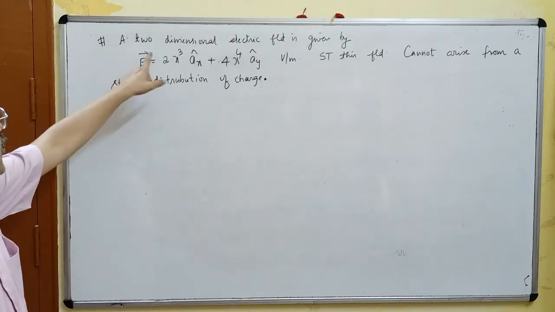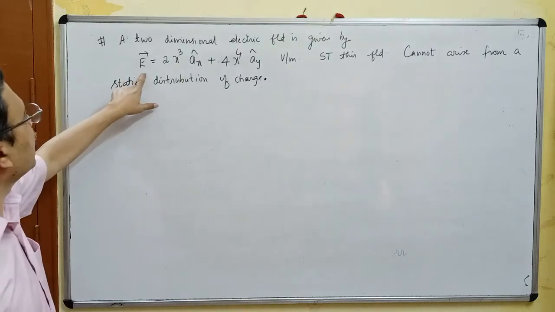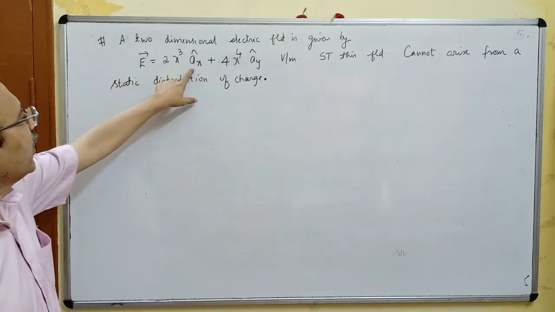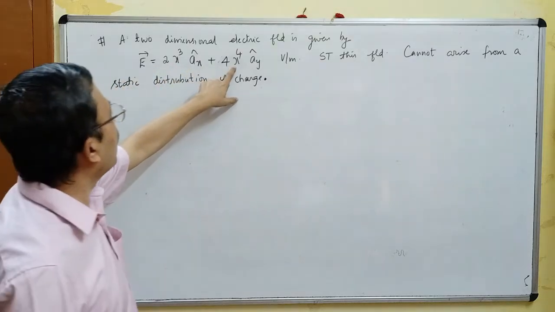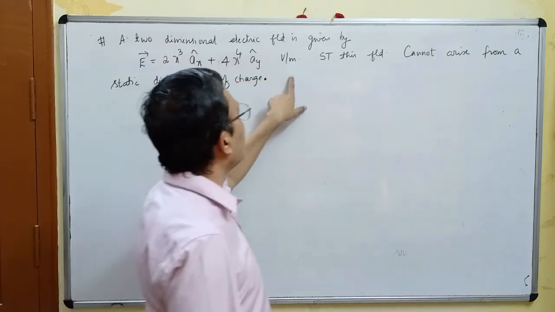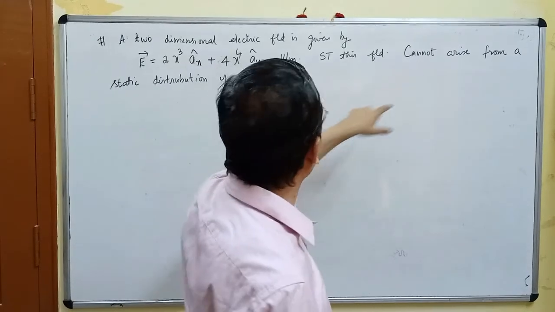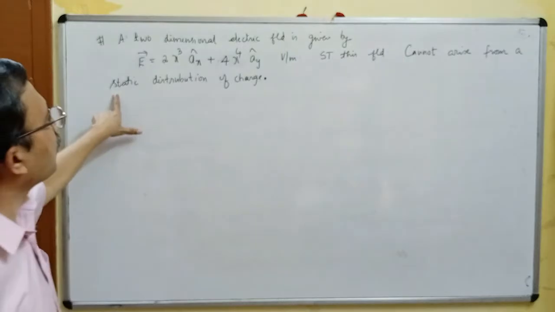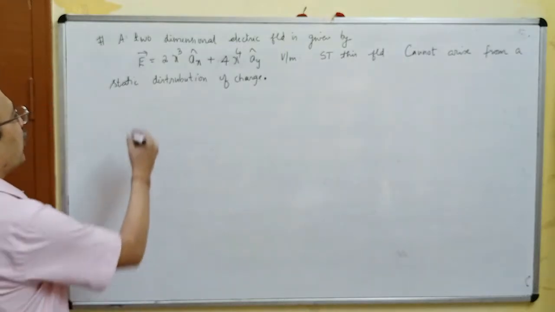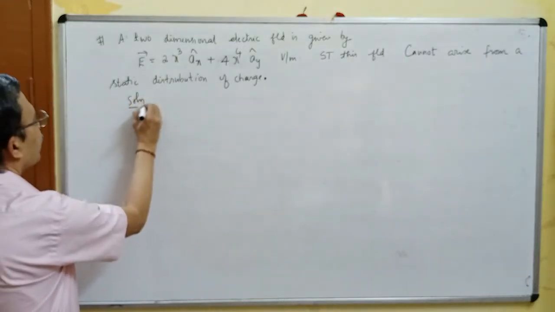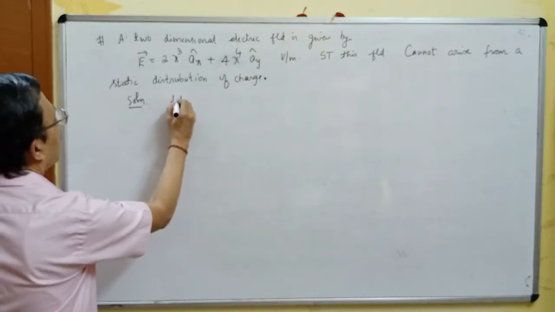A two-dimensional electric field is given by vector E is equal to 2x cube a_x cap plus 4x to the power 4 a_y cap volts per meter. Show that this field cannot arise from a static distribution of charge. Very important problem.